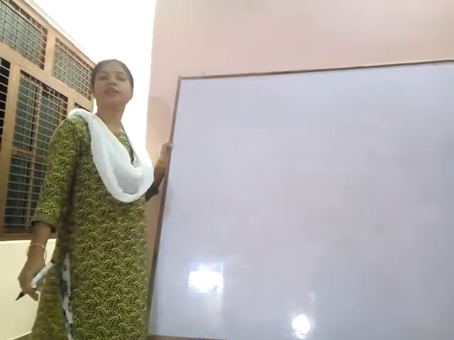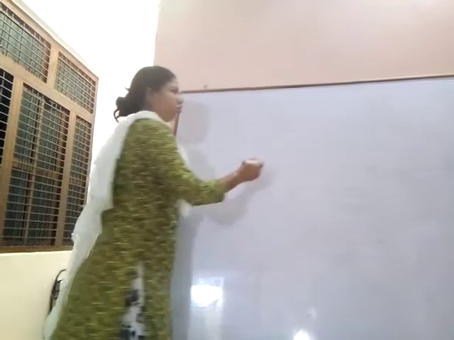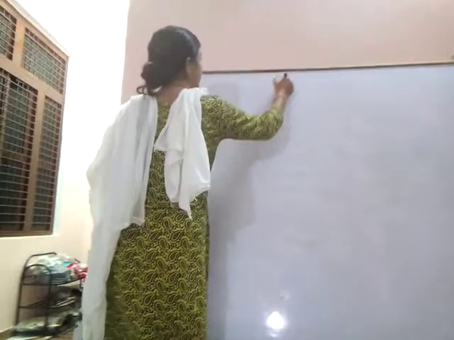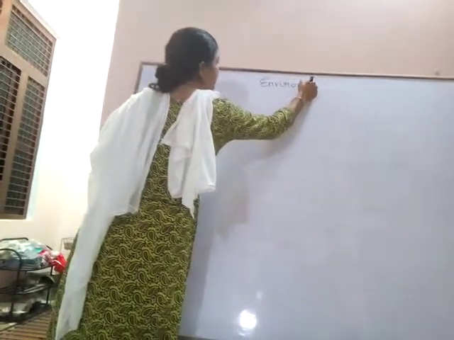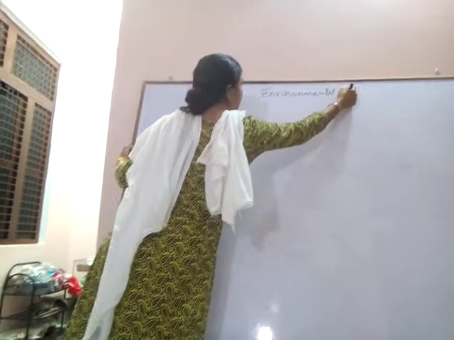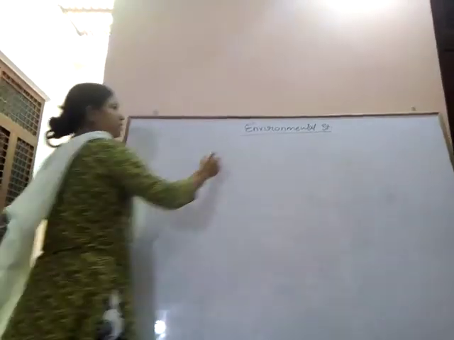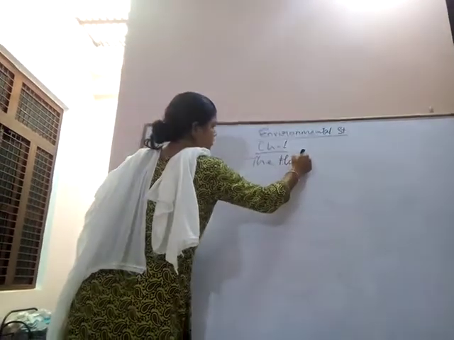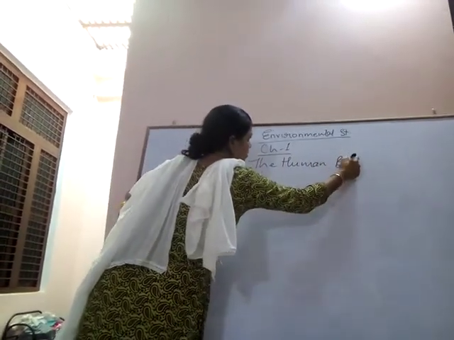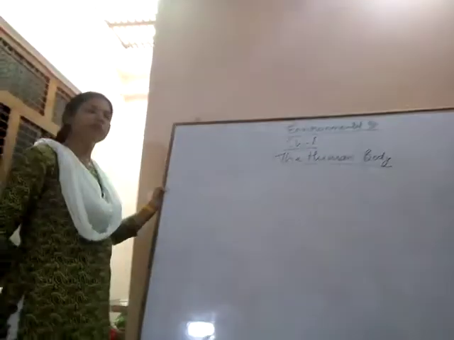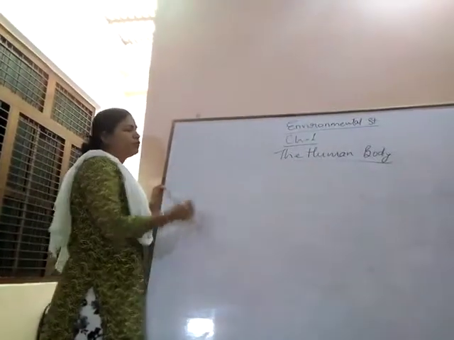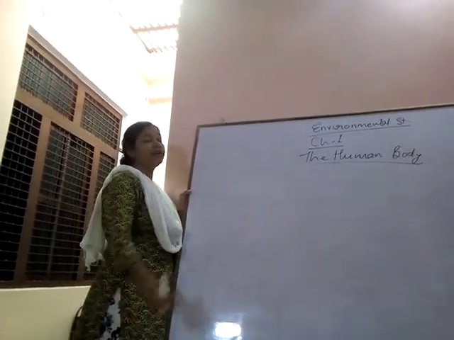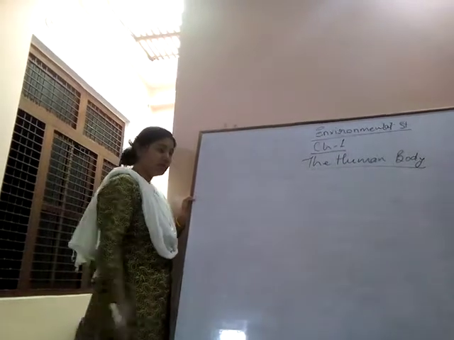In the previous video we have done our external organs. So let's start with the same chapter but a different topic. What we are studying in this video is environmental studies, and this is our Chapter 1, the human body. For the internal organs, we should know about the cells. Why? Because cells are the basic units of our body.